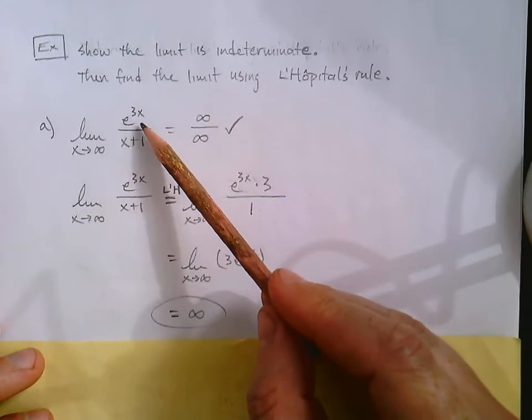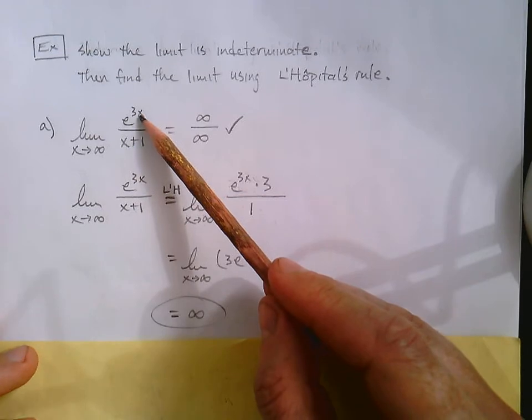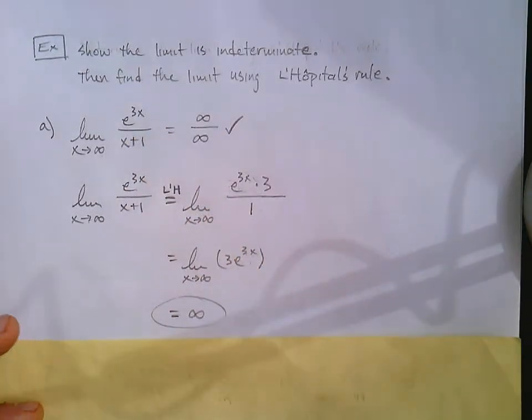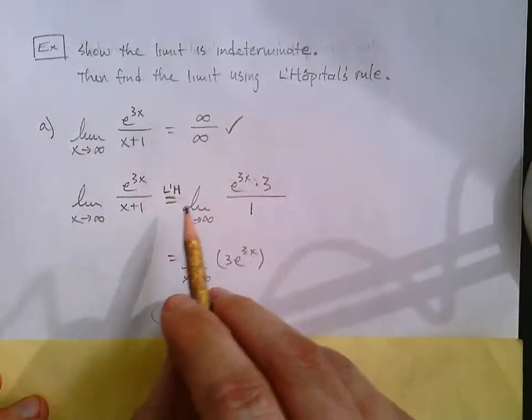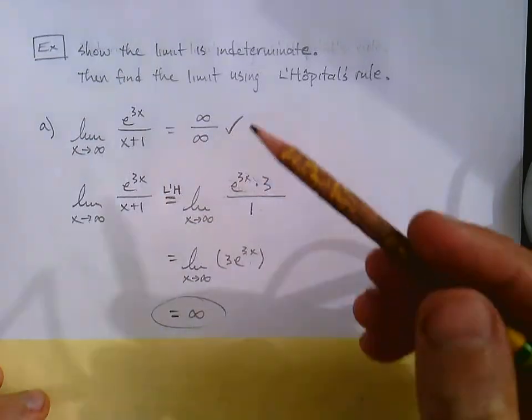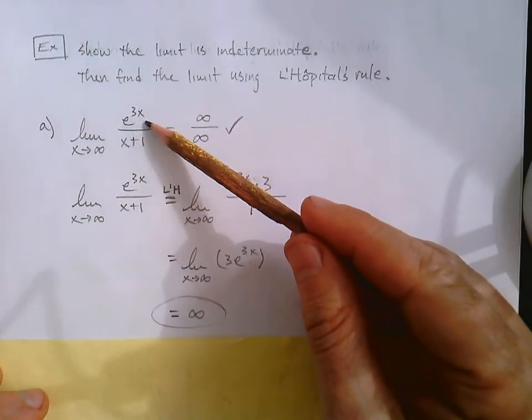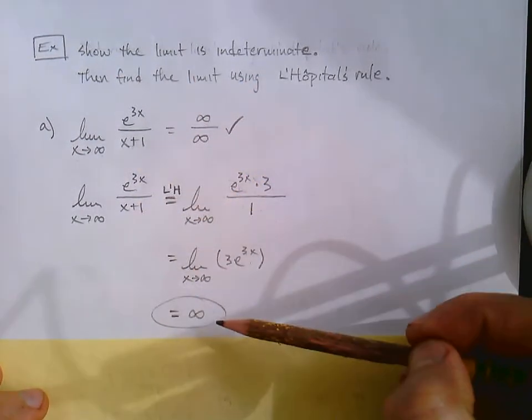And yeah, it makes sense, right? e to the 3x, or even e to the x, increases much faster than this line, right? This exponential function shoots up really quickly compared to a line. So the numerator is headed towards infinity much faster than the denominator, and that shows in our work.